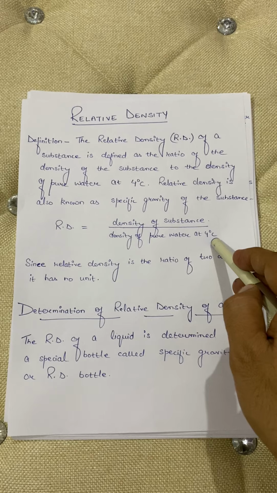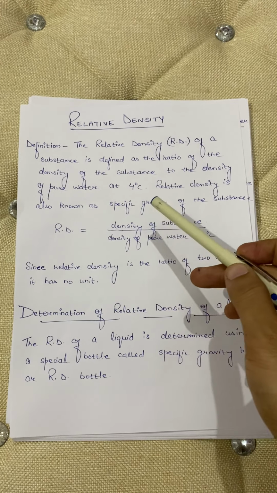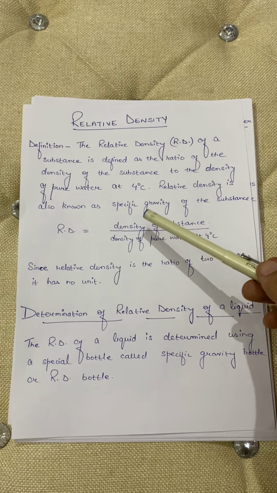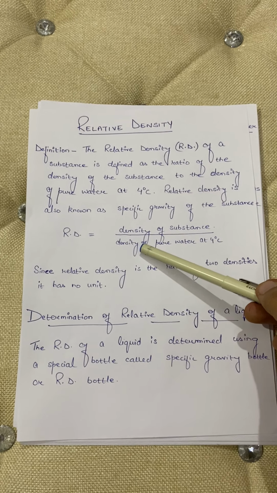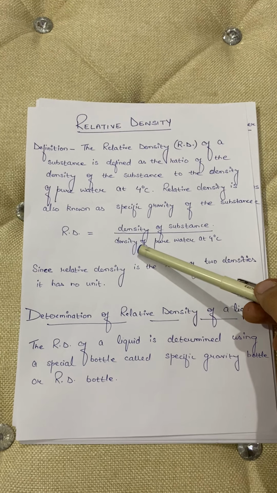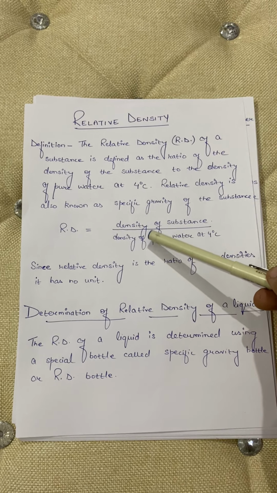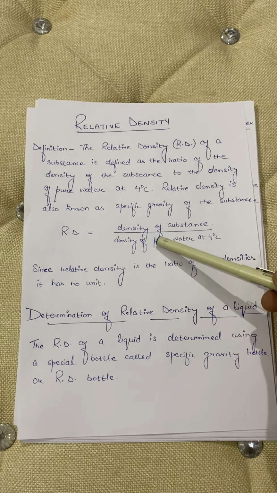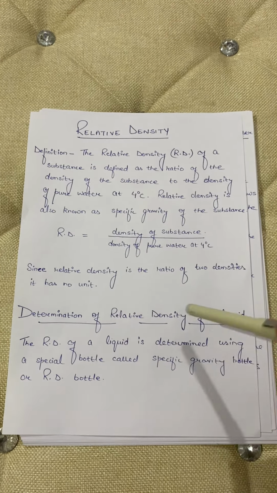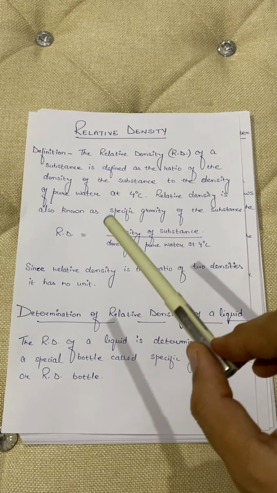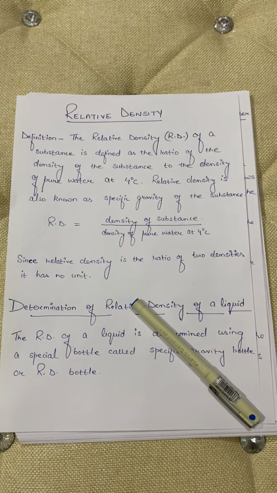As you can see in this relation, it is a ratio of two similar physical quantities: density of substance, density of pure water. Density in the numerator, density in the denominator. As a result, the units will be cancelled out, and this is the reason why relative density has no unit. Relative density is only a number. It never has any unit.